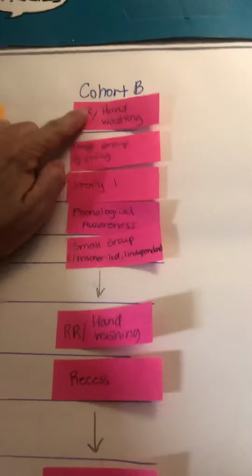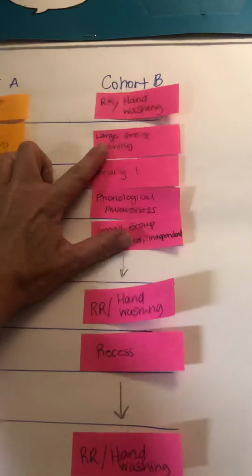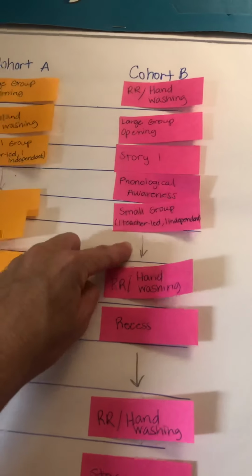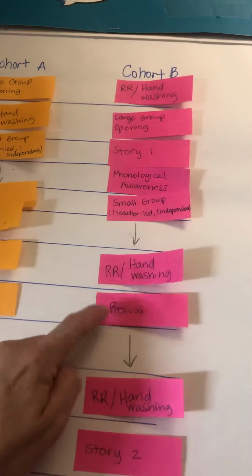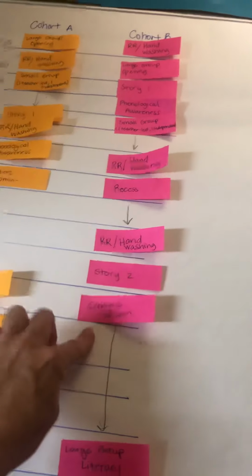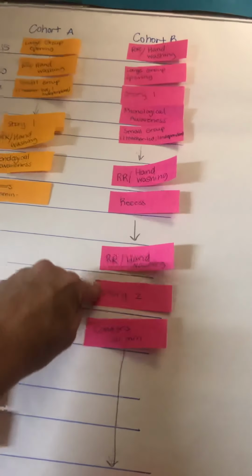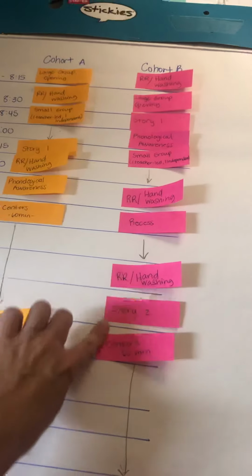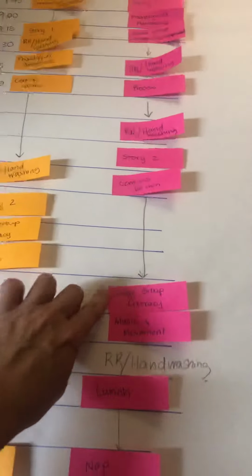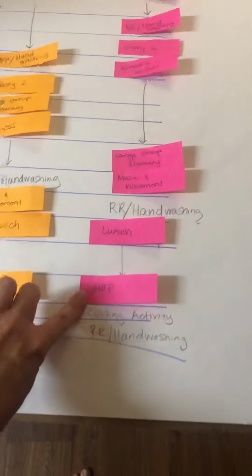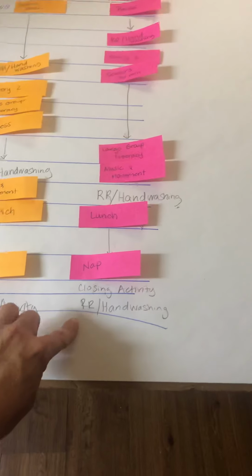Cohort B starts with hand washing and then does their opening, story, phonological awareness. And then they're going to do their small group times and hand washing before recess. Then again, hand washing after recess, story, and then centers. This is actually a really good way to get kids back into the room and ready for center time. Large group literacy, music and movement, hand washing, lunch, nap, closing, hand washing.